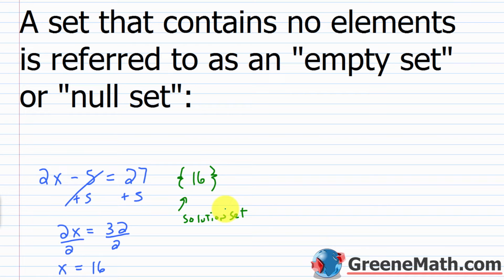But we sometimes get equations that can't be solved. It'll have no solution involved. So a set that contains no elements is referred to as an empty set or null set. If we have an equation with no solution, we're going to use this symbol right here to denote that, because that particular solution set has no elements. So if it has no elements, it's the null set or the empty set. You can use this symbol here for that, or you can also use set braces with nothing inside.